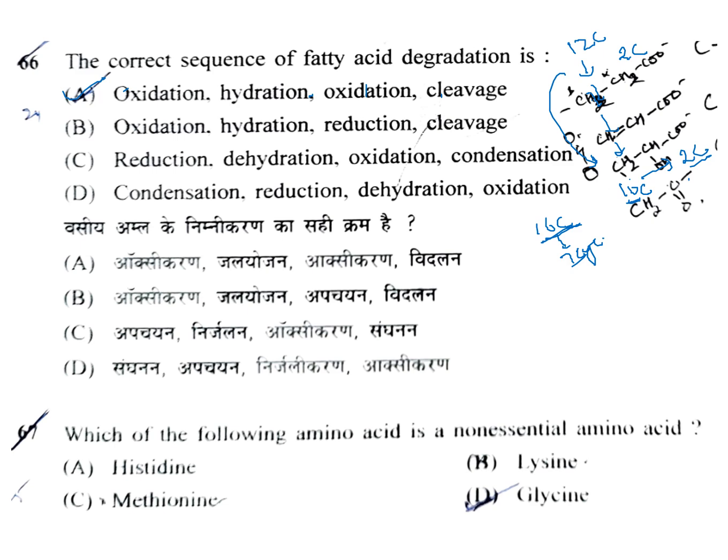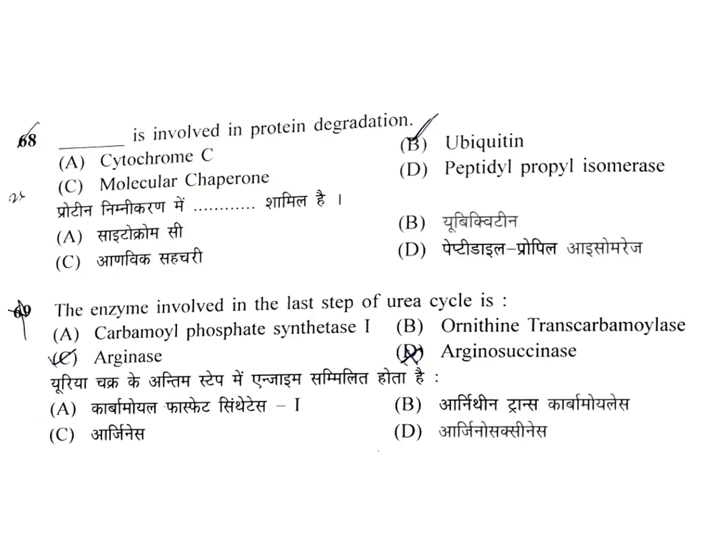Now the next question is, which of the following amino acids is a non-essential amino acid? Histidine, lysine, methionine, all these are essential amino acids. Glycine, alanine, valine, these are non-essential amino acids. Now the next question is, dash is involved in protein degradation: cytochrome C, molecular chaperone, peptidyl prolyl isomerase, or ubiquitin.